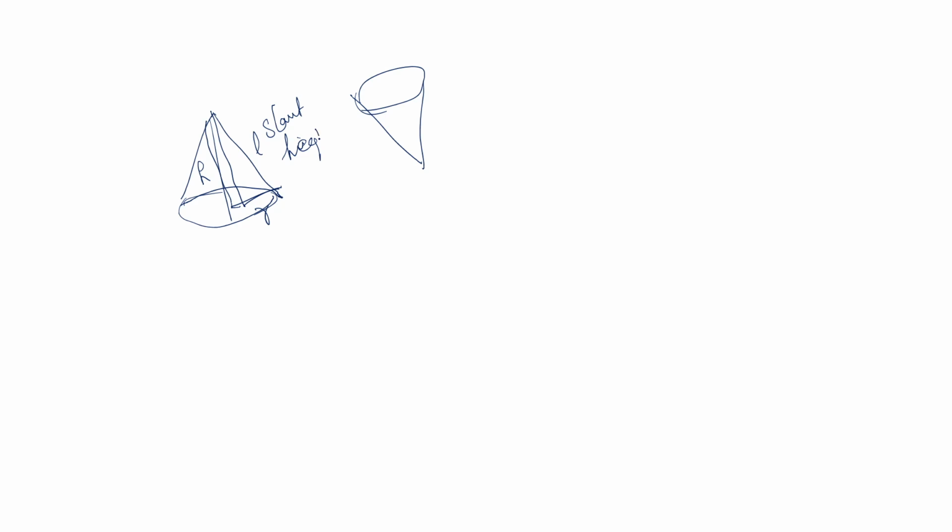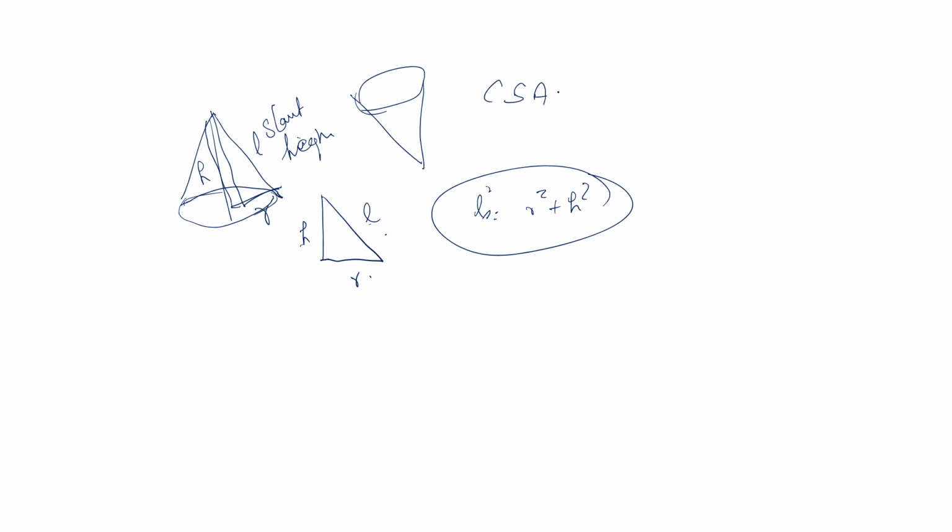Okay, you know Pythagoras theorem? If there is a right angle triangle with L, H, R, then L square is equal to R square plus H square. Like this you can calculate any of the values depending upon the values given. So slant height. Now curved surface area of a cone is pi r L, and volume of the cone is 1 by 3 pi r square h.